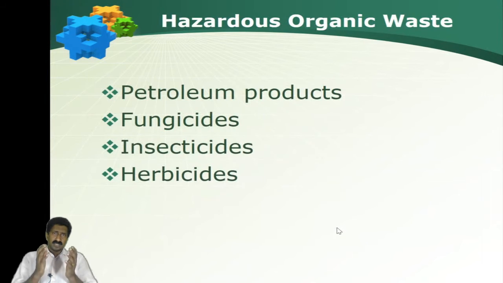So the hazardous organic compounds or organic waste include petroleum products, fungicides, insecticides and herbicides. All these things were widely used as a part of agricultural practices and other things. And petroleum products are also nowadays commonly used in various forms. So this contributes to hazardous organic waste, complex organic compounds present in the environment, contributing a significant quantity of the pollution.